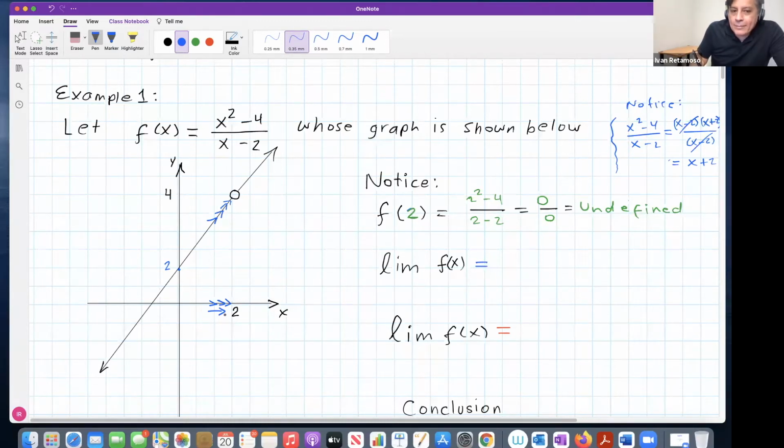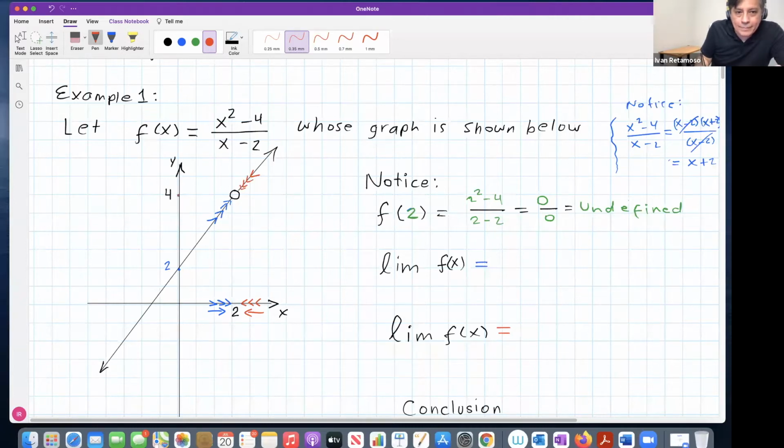Now, that is what happens if you approach 2 from the left. But what about approaching 2 from the right now, this way? Well, if you consider input values very close to 2 from the right, 2.1, 2.11, the output values now up here, they will come down to this value 4 also, right?